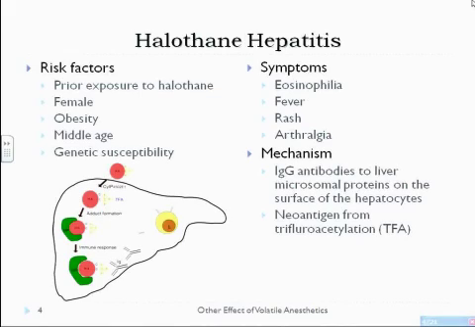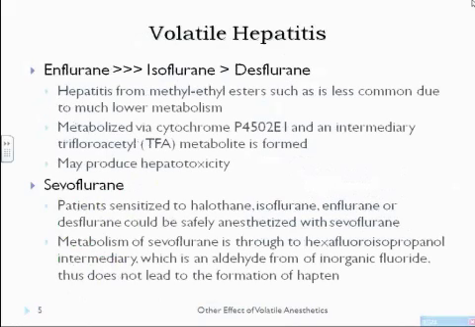The mechanism is basically an IgG antibody reaction to liver microsomal proteins on the surface of the hepatocyte. When halothane is metabolized, it forms a neoantigen called trifluoroacetyl, or TFA, which forms on the surface of the cell and identifies it to the body as possibly foreign. As a consequence, the IgG molecule binds to that site and attacks individual liver cells, killing them, and causing massive hepatic necrosis. Other volatile anesthetic agents may also increase formation of TFA, which may also cause this autoimmune reaction to develop.